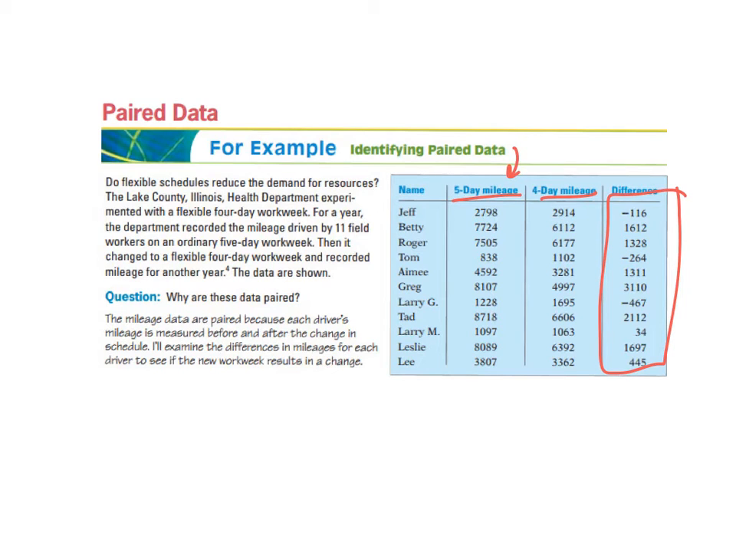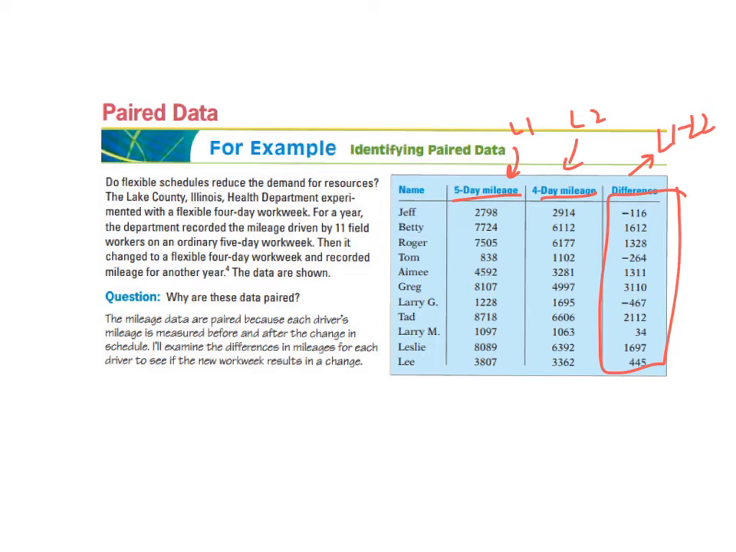Usually they'll tell you which one's first and which one's second, but this would be like your L1 and your L2. And then if you remember how to put stuff in your L3, literally on the top of L3 it would be L1 minus L2, and it would do it for you. But we're going to run through that in a sec. Just a reminder about why these are paired data. It's because each driver's mileage is measured before and after the change in schedule. So some kind of condition is changing, but it's all the same kind of information.